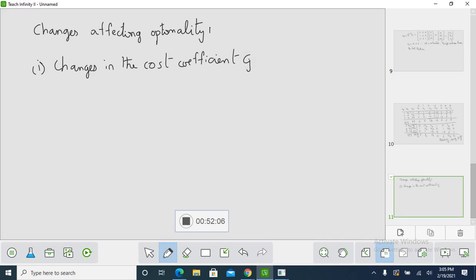Write down. Changes in the coefficient of the objective function may take place due to a change in cost or profit of either basic or non-basic variables.